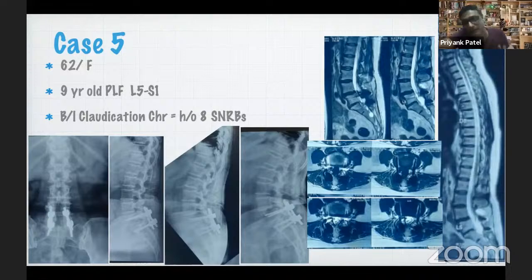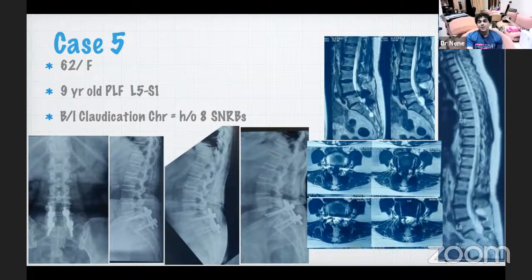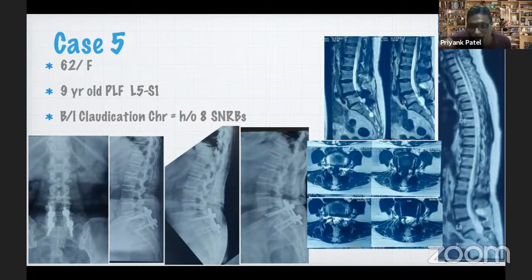Yeah. In fact, this is an ideal case for OLIF because the level is L4-5. The access is easy. You've got a tall disc, and there's no stenosis. Yeah, exactly. So it is a dynamic stenosis. There is no posterior central stenosis. So this is kind of an ideal case for OLIF, where you just have to stabilize the segment, and you will get the necessary result that you need.